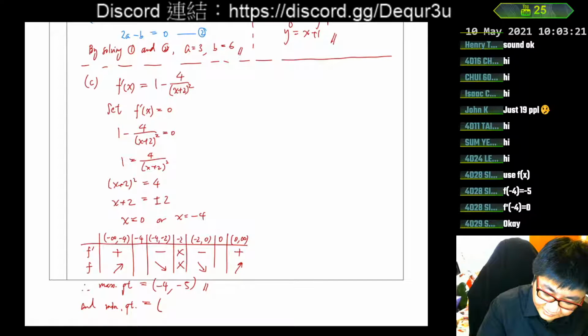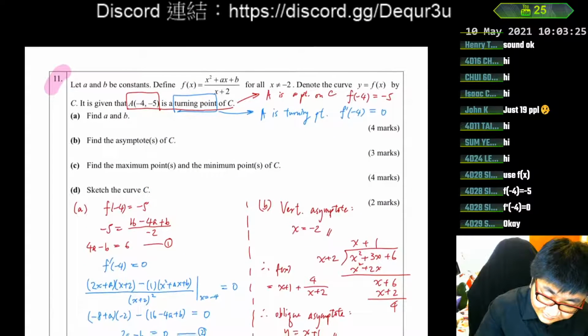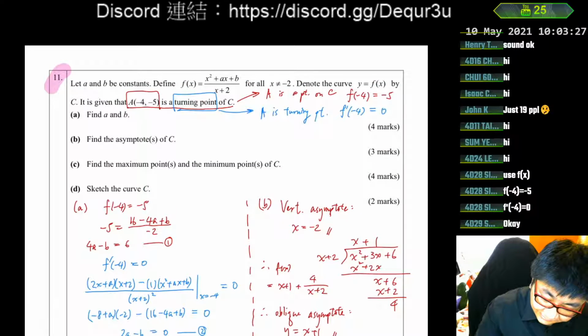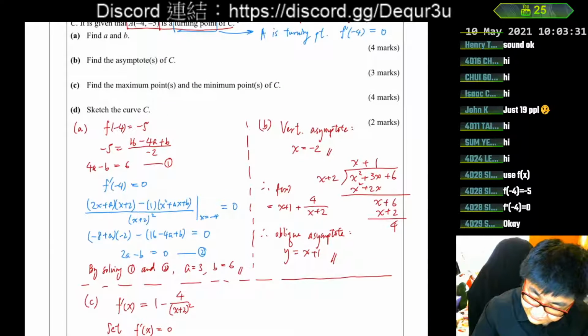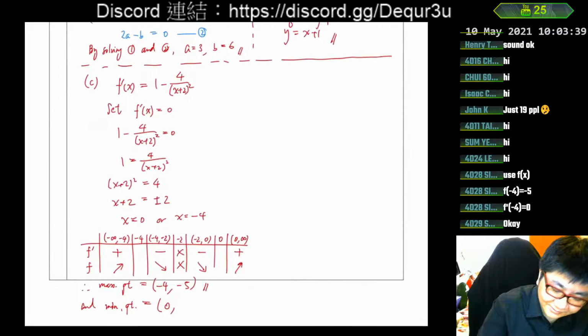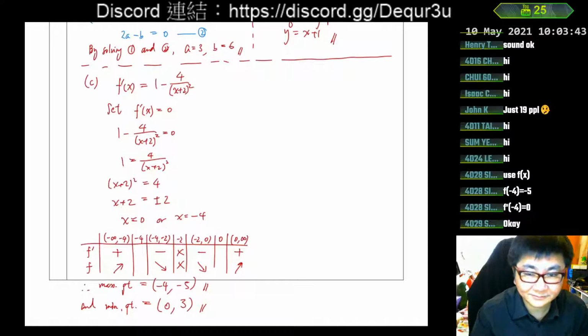It is when x equal to 0, the minimum point. So when x is 0, then where is the function? The original function, x is 0. Then it is 1 plus 4 over 2. That 1 plus 4 over 2 means it is 3. So this is the max and minimum points.